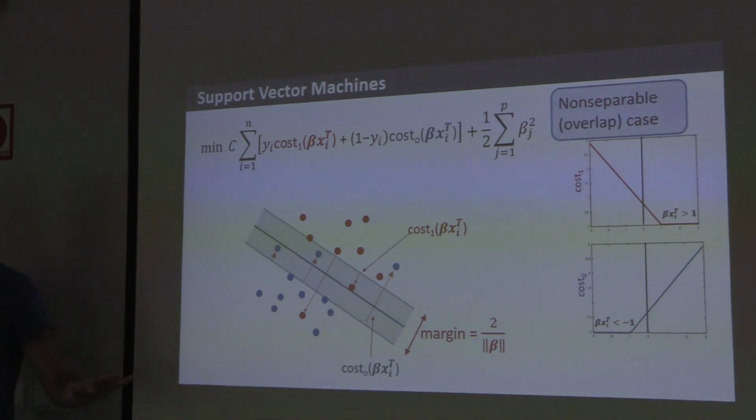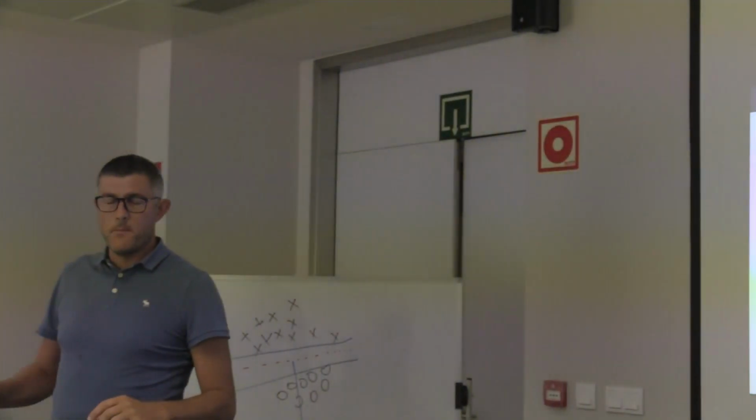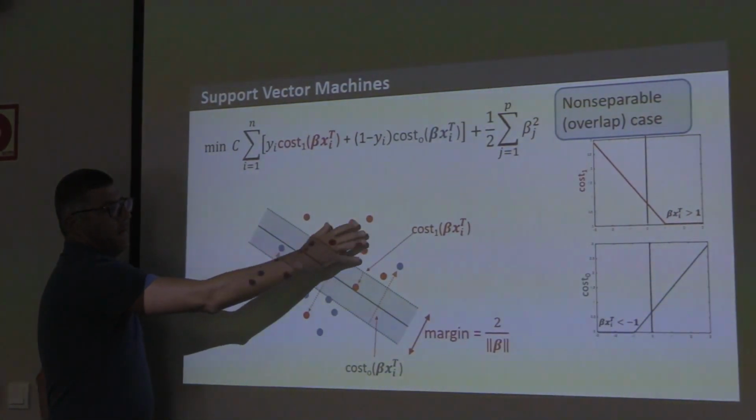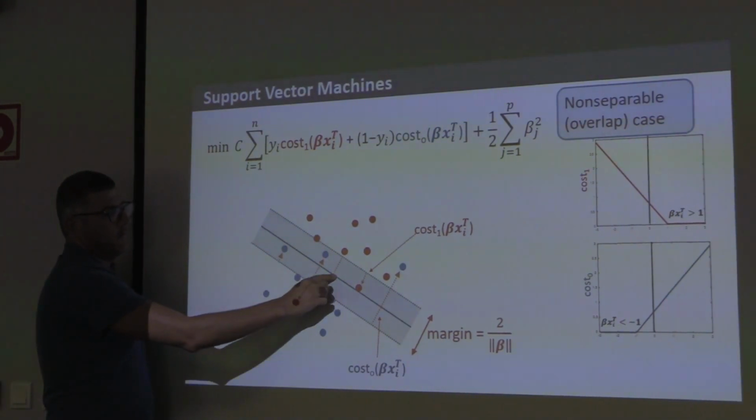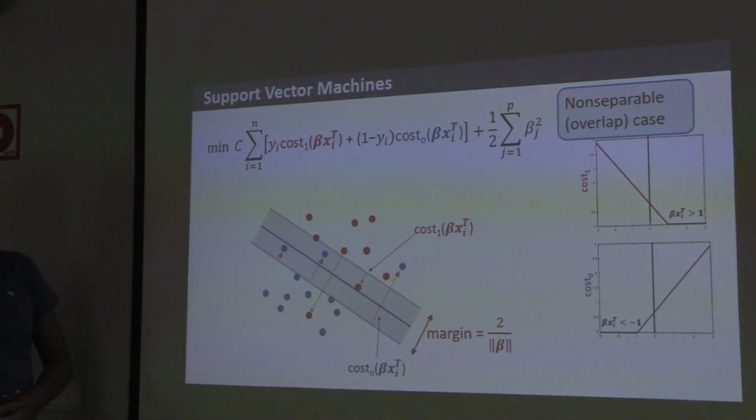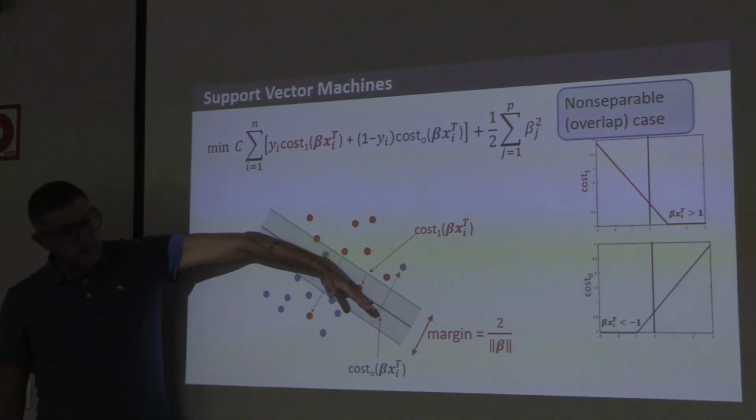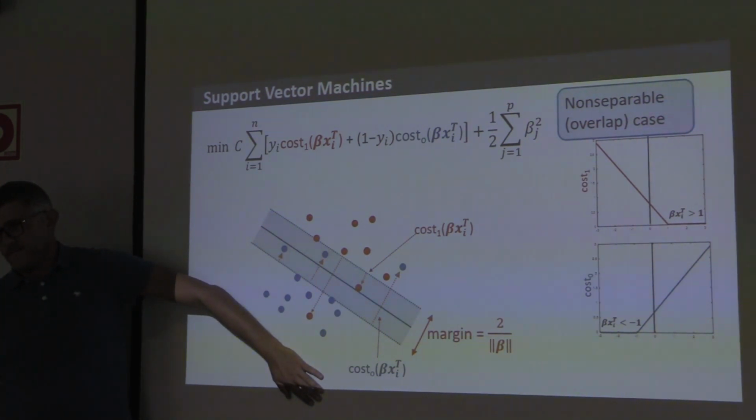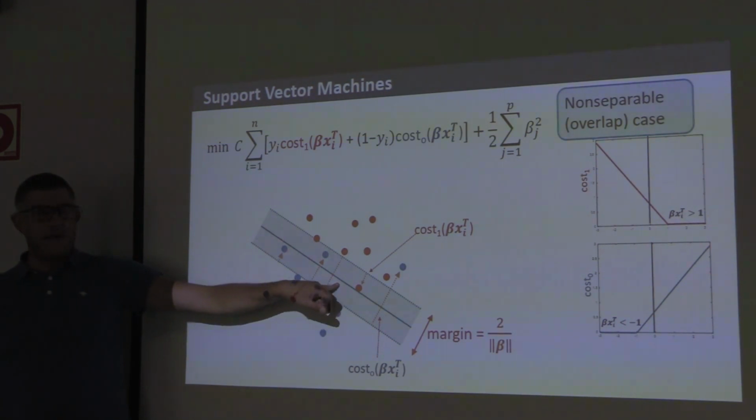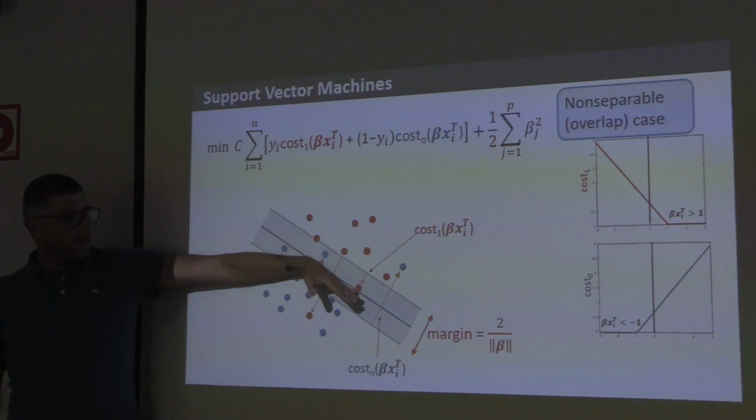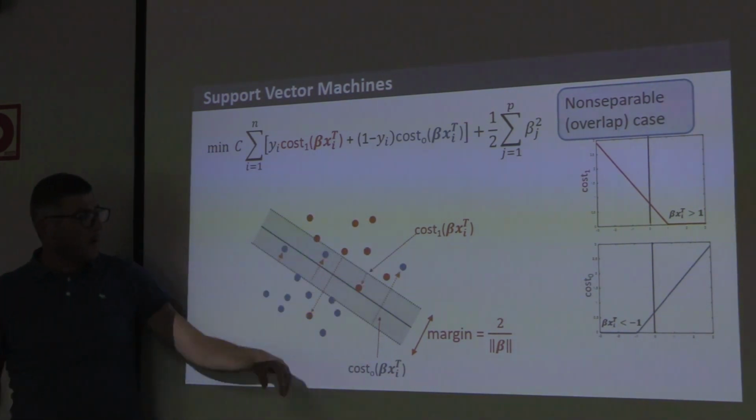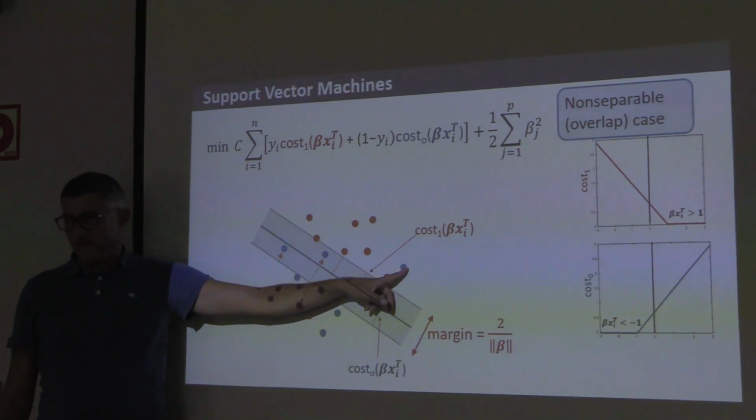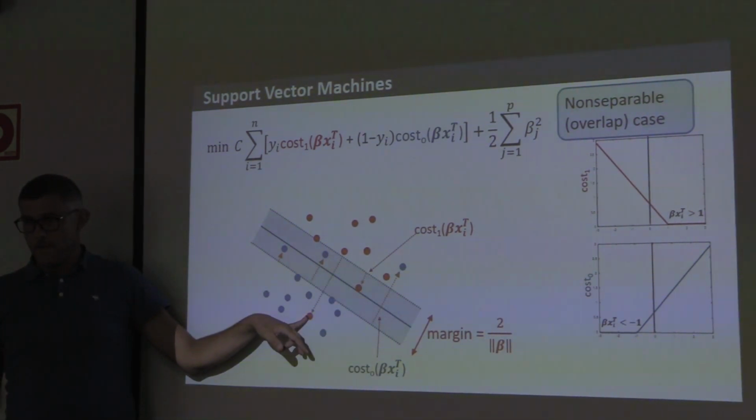And this is the best margin they can find, the best way to have the samples as far as possible from the decision boundary. If the decision boundary is here, everything on this side will be classified as blue, and everything on this side as red. So, if I have a point here, it will be classified as blue. This is one error. This is one error. This is one error.